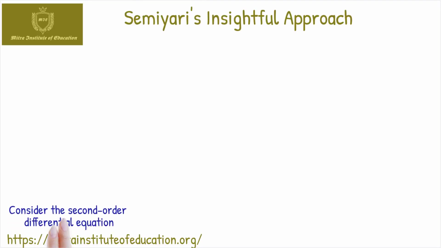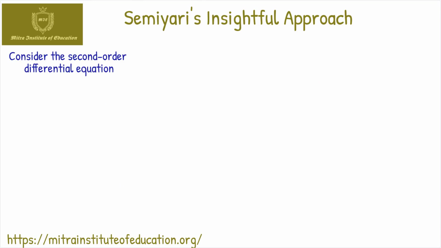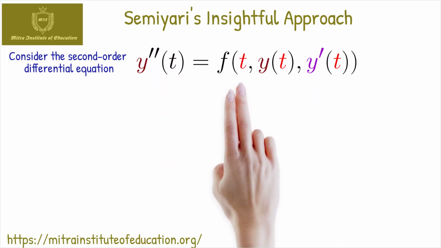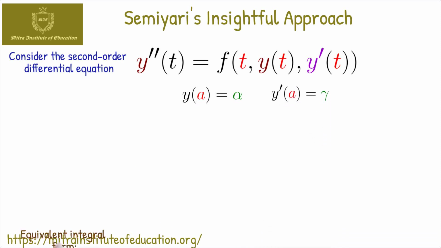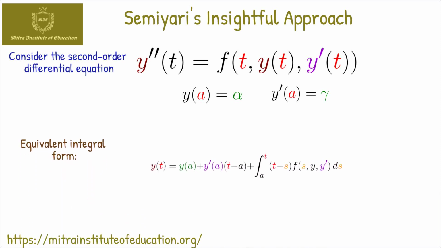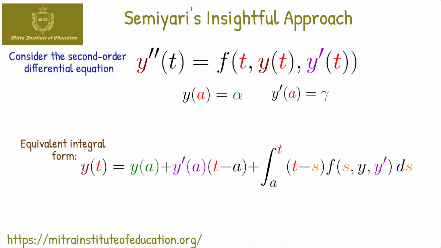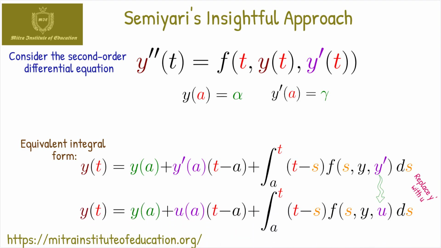Semiyari addressed the challenge of estimating the missing value in boundary value problems by reformulating the differential equation in its integral form. This approach allows the known boundary condition at one point to be used systematically to estimate the missing value, whether it is the function's value or its derivative, at the other boundary. By bridging this gap, the method provides a clear and practical way to proceed toward a solution. The details of this process will be explained step by step in the following slides.